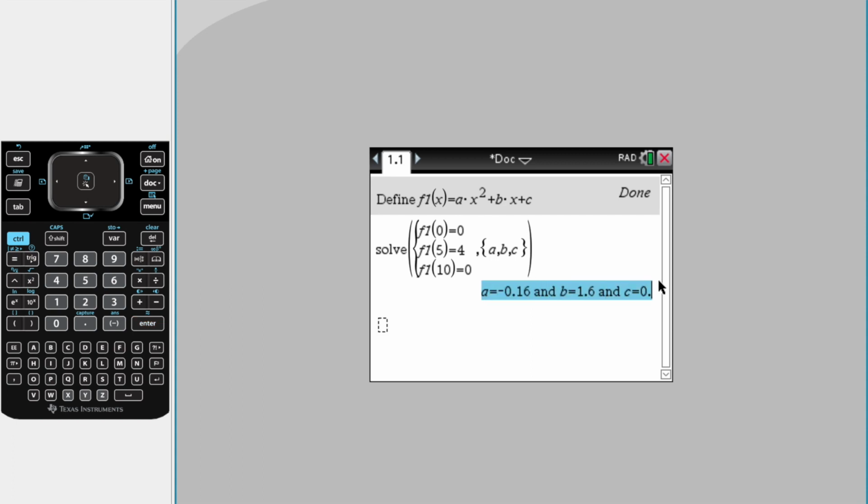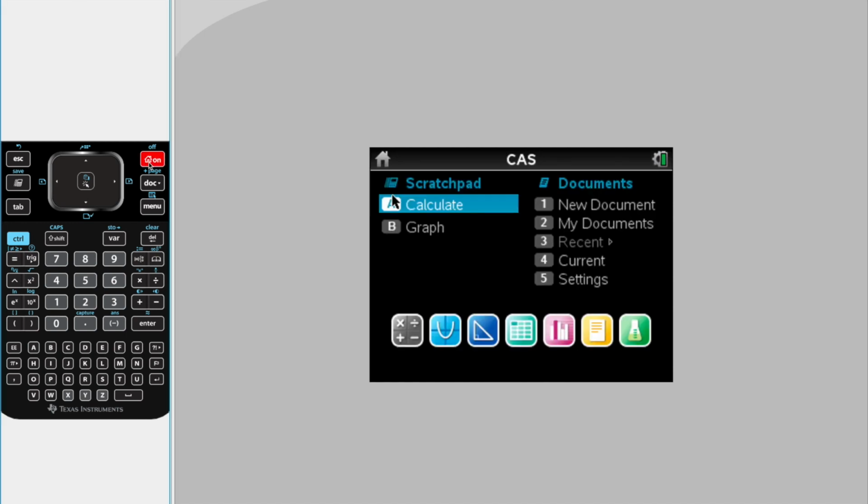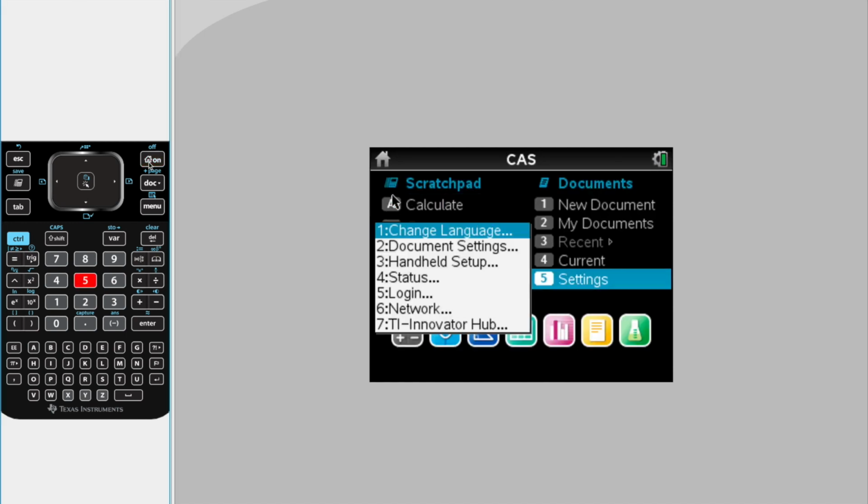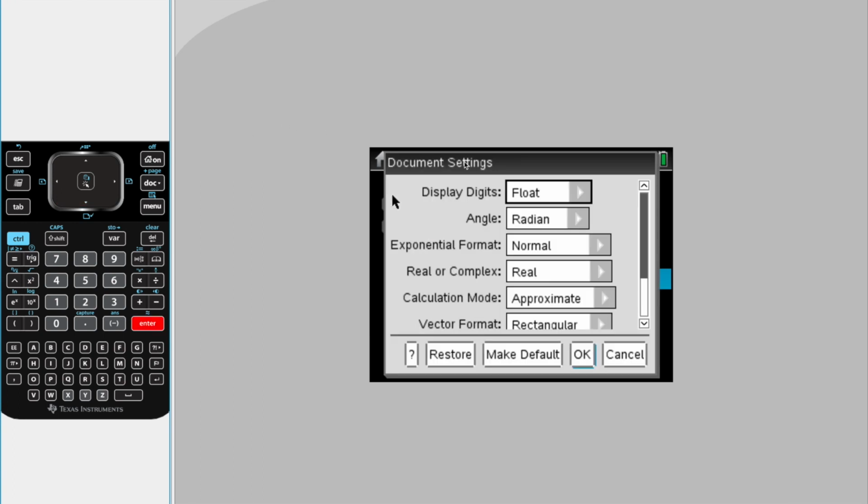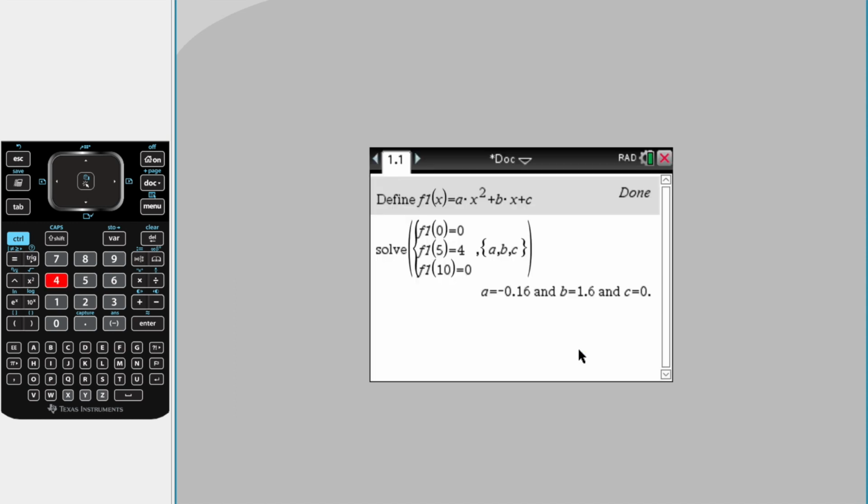Now, what you'll notice though is that this is in decimals, and what we want to do is work in fractions. Generally in our math, we work in exact values, and we definitely want to be working in fractions. So we're going to go to the home page if you have this issue. Click 5, which is settings, 2, which is document settings, and we want to ensure our calculation mode is on exact. So in general for methods, we always want to do exact.